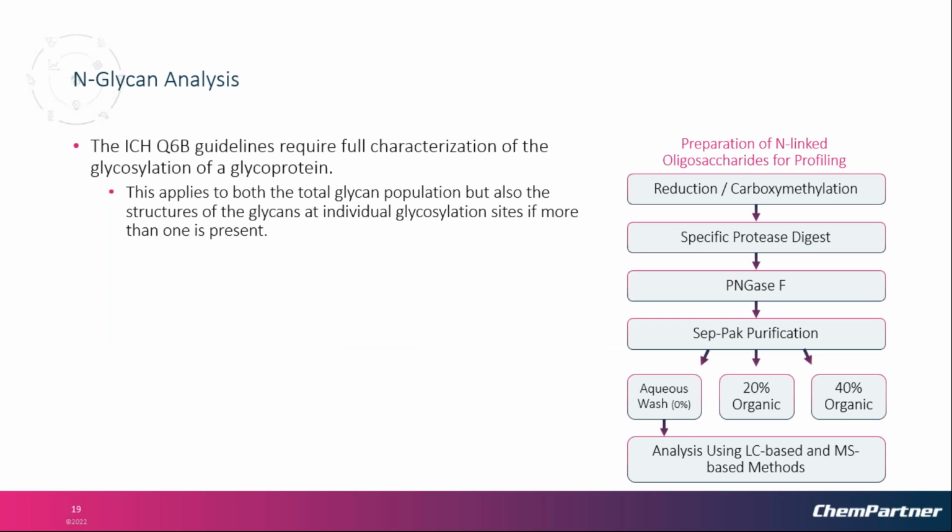For N-glycan analysis, the ICH Q6B guidelines require full characterization of the glycosylation of a glycoprotein. This applies to both the total glycan population and the structures of the glycans at the individual glycosylation sites, if more than one is present.